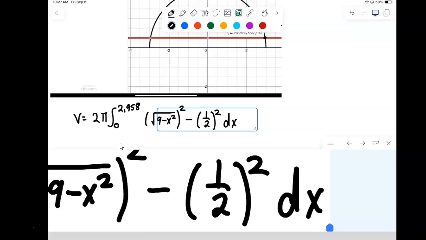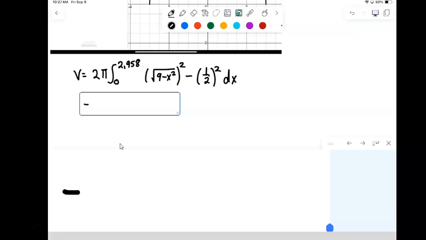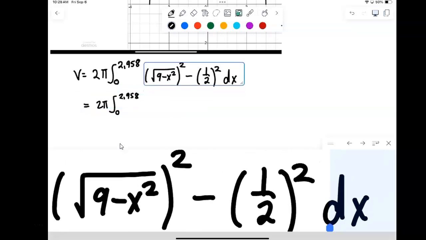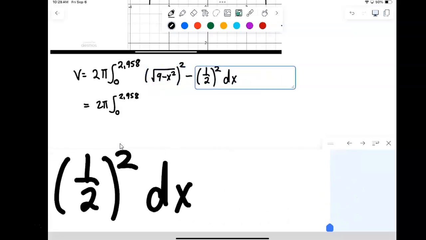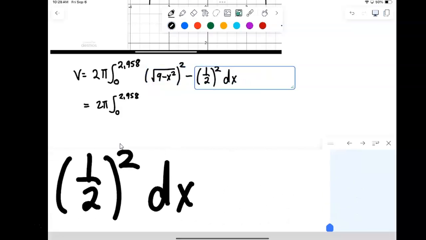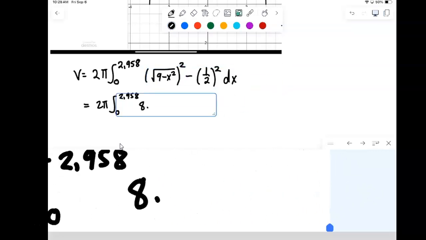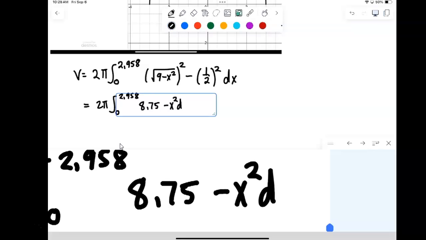And so then we just start to compute this now at this point. It's going to be 2 pi times the integral from 0 to 2.958. And then when we square that, that's just going to be 9 minus x squared minus 1/4. So we're going to have 9 minus 1/4 will be 8.75 minus x squared dx.